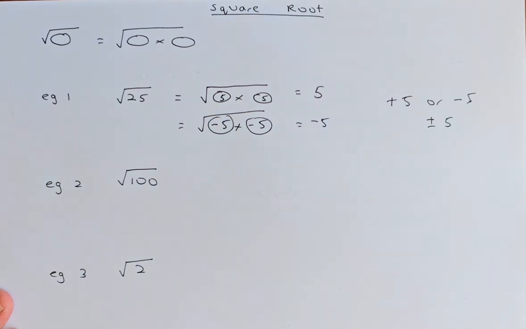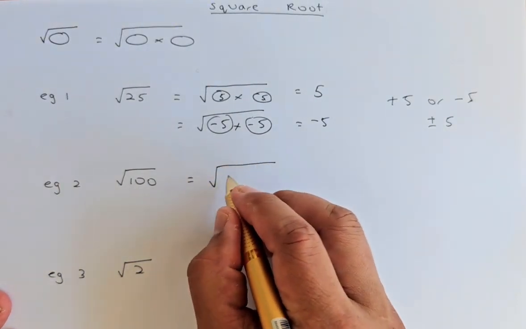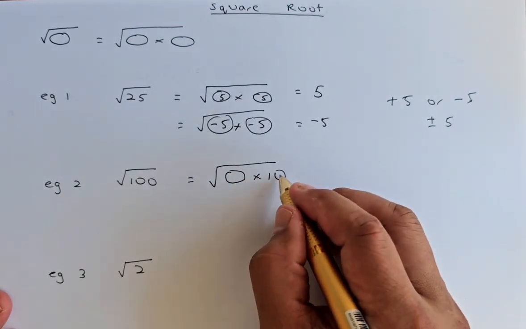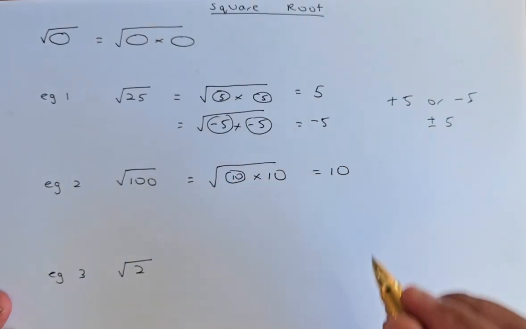So by now, you should know how to do the square root of 100. The square root of 100 is two numbers that multiply to give you 100. So the answer is going to be 10 and 10. 10 times 10 is 100, so the answer is 10.